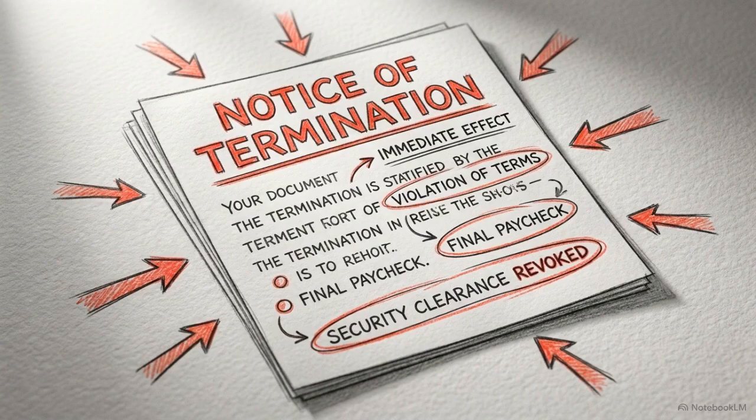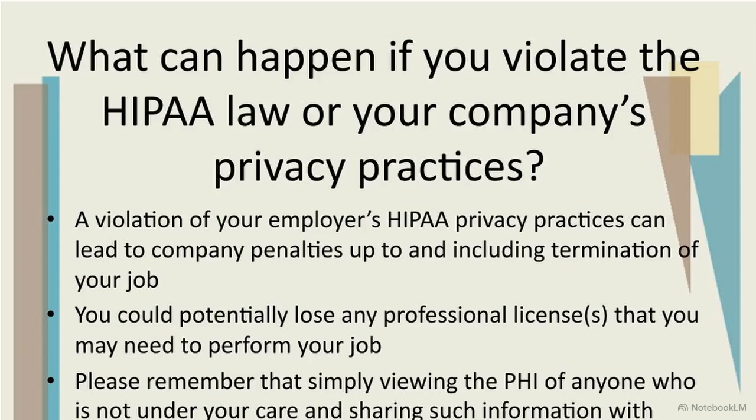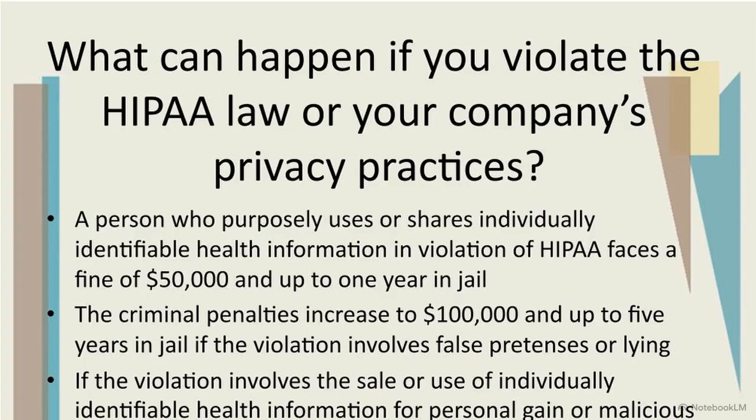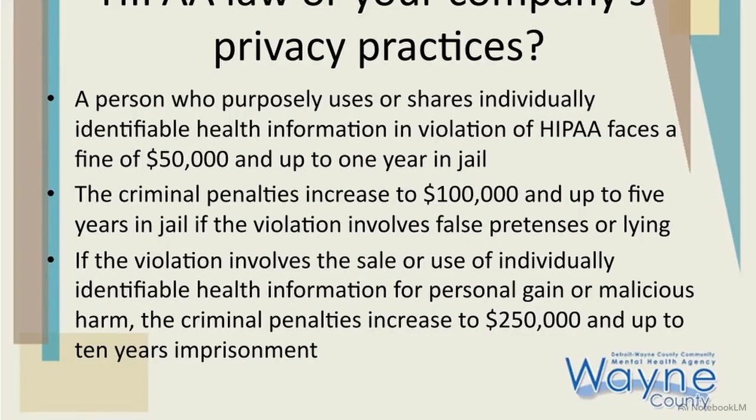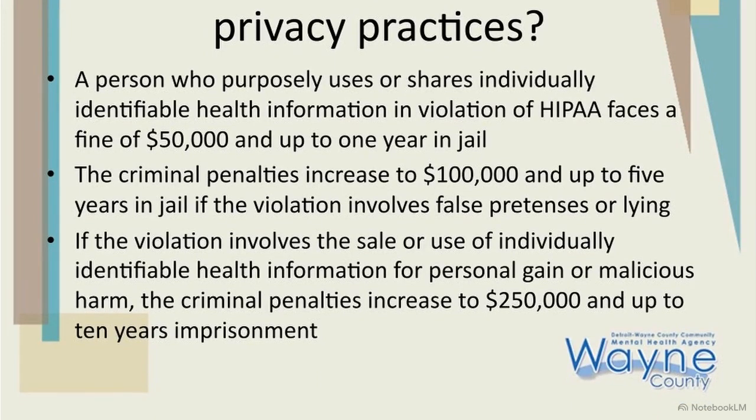Step 5 is recognizing exactly what happens when you bypass these daily privacy steps. The legal, financial, and professional consequences are severe. As the first 2 bullet points here show, a single violation of your employer's privacy practices can lead to immediate termination and the potential loss of the professional licenses you need to work. A purposeful privacy violation faces a $50,000 fine and 1 year in jail. If it involves false pretenses, penalties hit $100,000 and 5 years. Selling data for malicious harm brings a maximum $250,000 fine and 10 years in prison.